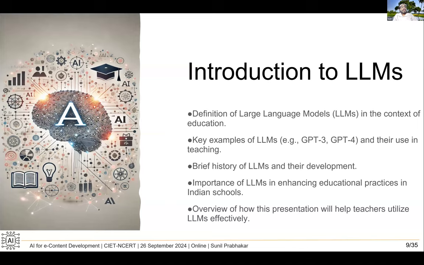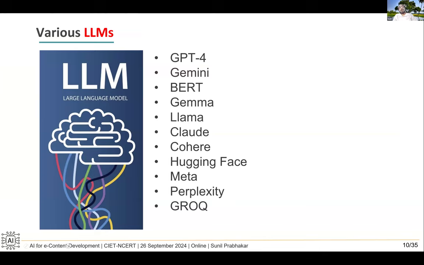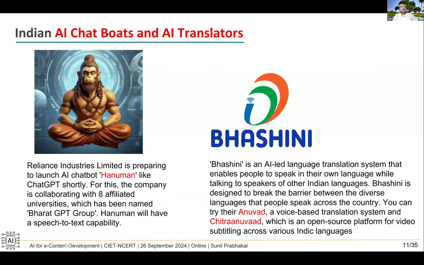My advice is to not stick to a single LLM. Sometimes Gemini can give you a better result than ChatGPT, or sometimes Claude can give you a good result in a particular segment compared to Gemini or ChatGPT. So practice all these models. Then you have a lot of models like Bert, Gemma, Llama, Claude, Hugging Face, Meta, Perplexity, Grok. All these are LLMs.